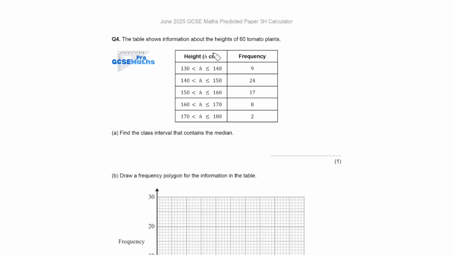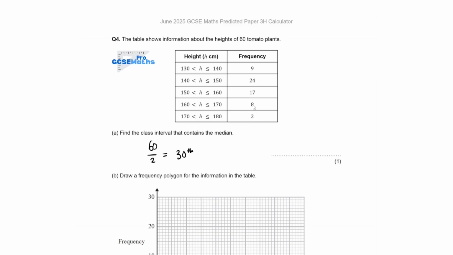Question 4, the table shows information about the heights of 60 tomato plants. So we've got a frequency table here. Find the class interval that contains the median. So the median is the middle number. Because there are 60 plants, we're looking for the 30th tomato plant.